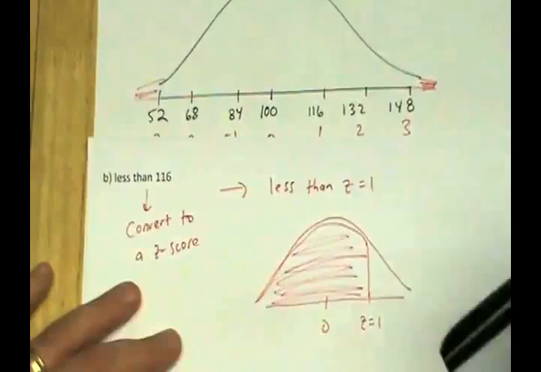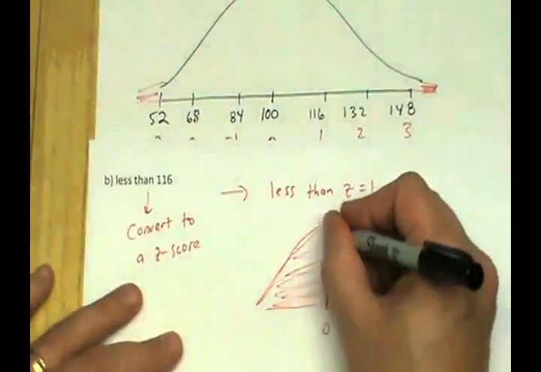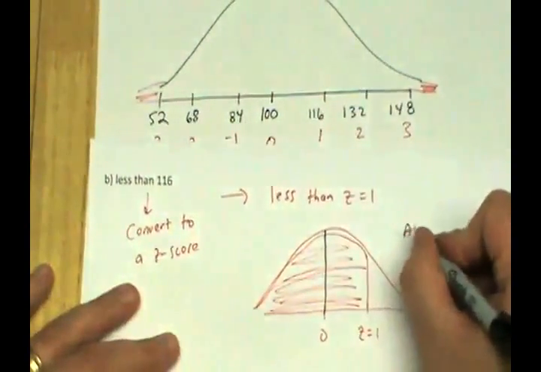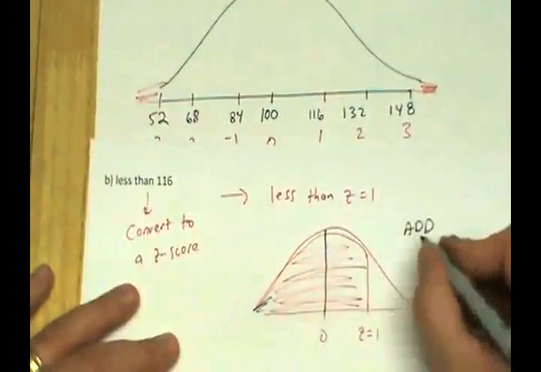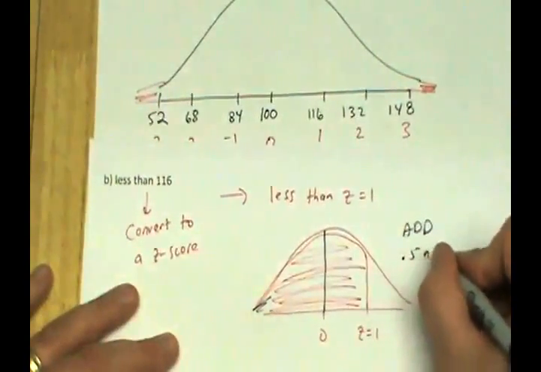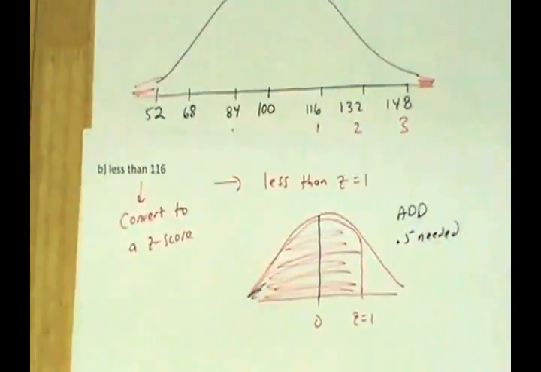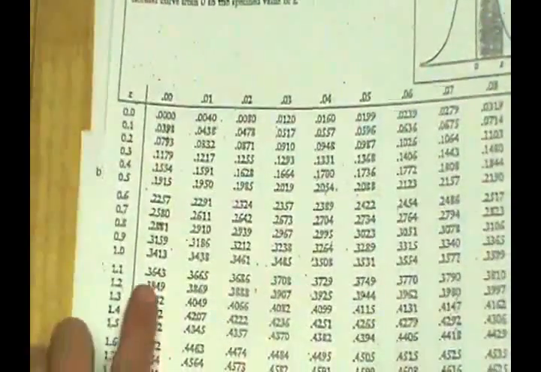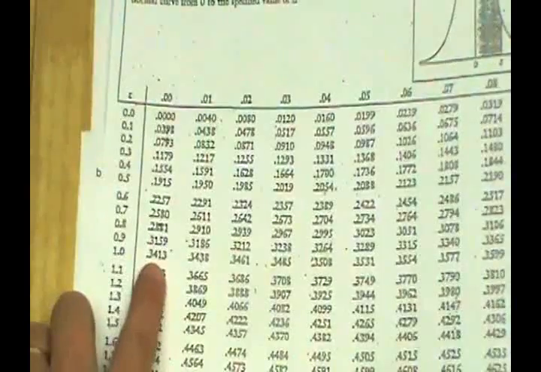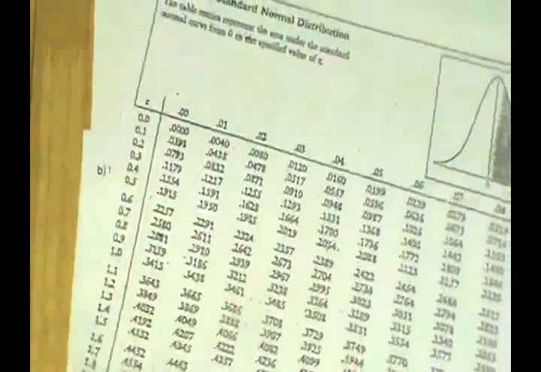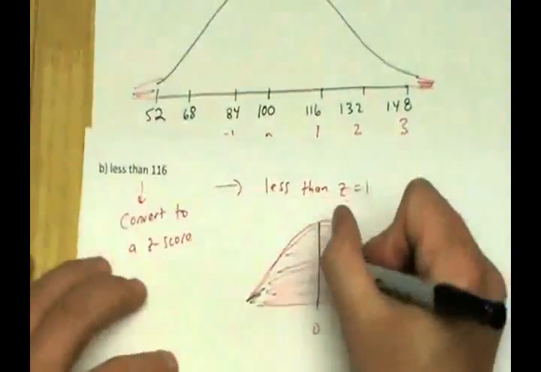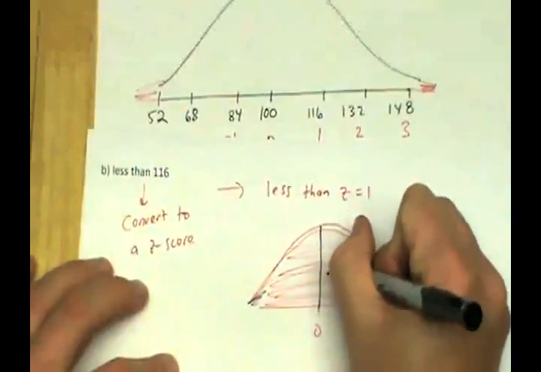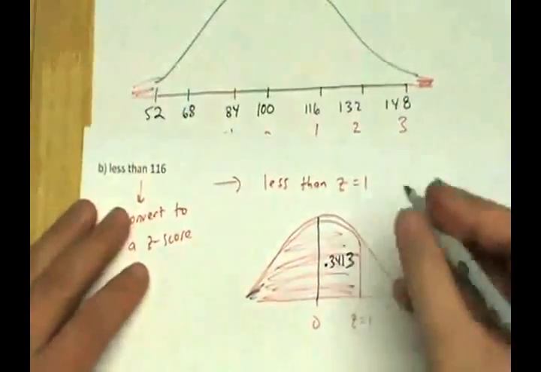Got it? And our area crosses 0, so we're going to add. The tail over here is involved, so 0.5 is needed. And we're going to look up 1 or 1.00. So here we are. 1.00 is 0.3413. That goes between 0 and the z-score of 1 we just looked up.